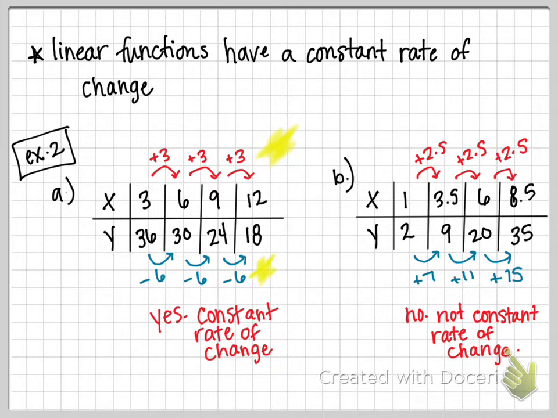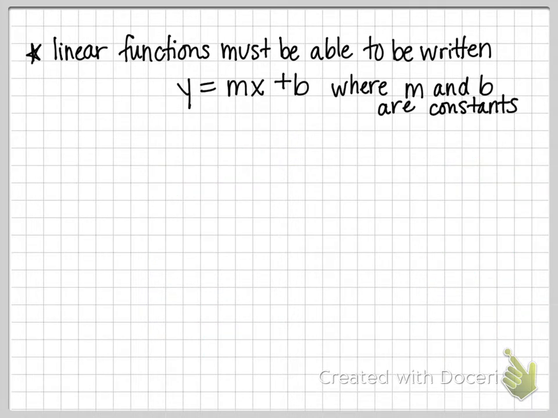Does that make sense? So the graph and then the table, whether or not it's a constant rate of change, you're just looking at how the points are related to one another. To be a linear function, this is technically the definition, they must be able to be written in the form y equals mx plus b, where m and b are constants.